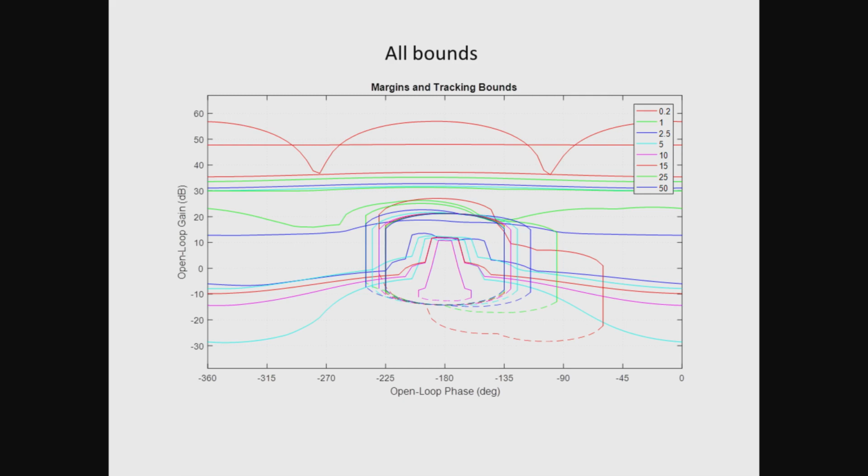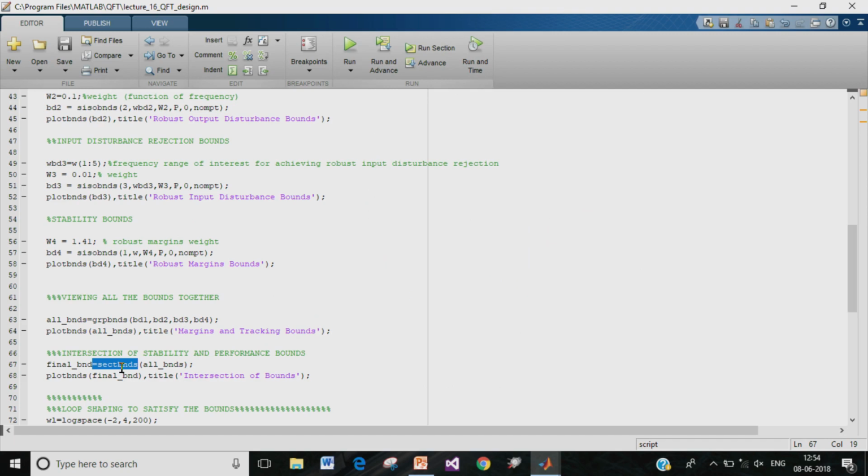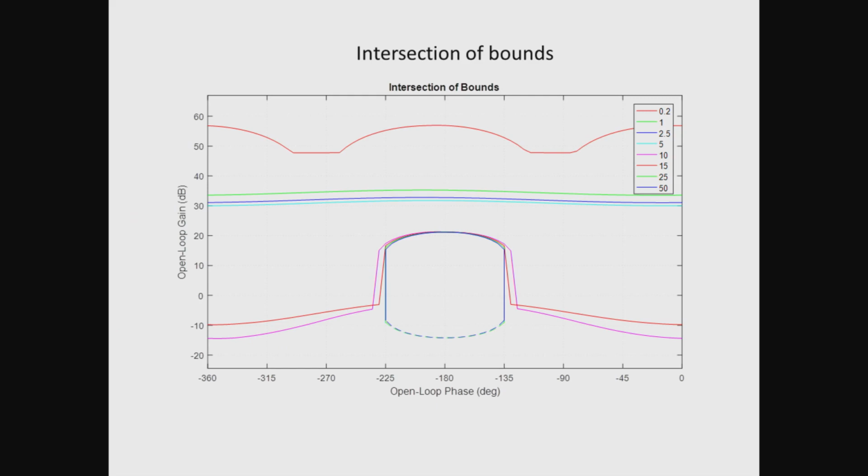So, in order to obtain therefore the intersection of this region and the boundary of this intersection, a new function is used that is called SECT-BNDS, and that is highlighted here. So, the function SECT-BNDS helps us to obtain the intersection of the different bounds on the loop gain at each of the frequencies where we are interested in performance and stability.